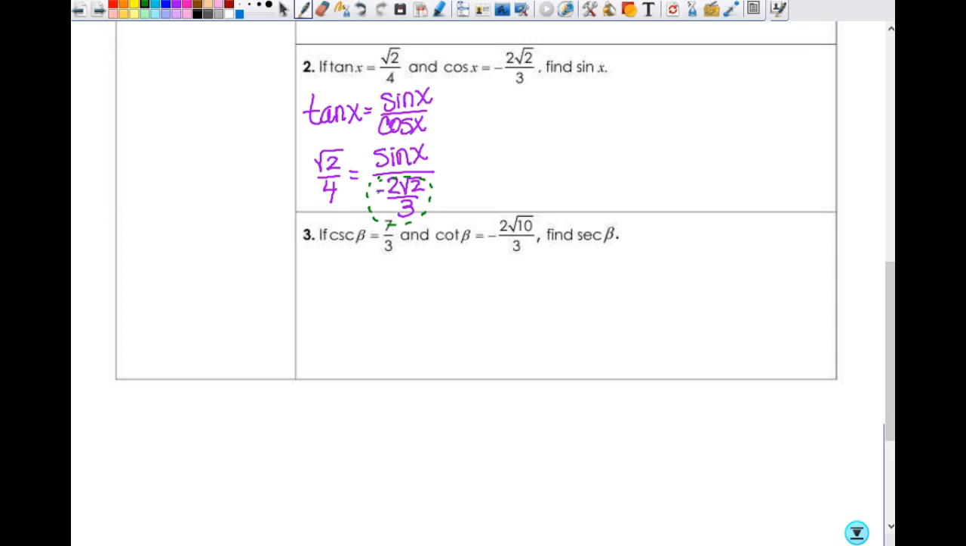So when I multiply both sides by this, I get negative 2 square root of 2 over 3 times square root of 2 over 4 equals the sine of x. You only multiply by the reciprocal when you're dividing. I could have done that and cleaned that up, but it's just going to make everything weirder. Okay? Everybody with me so far? Did I lose you? No?